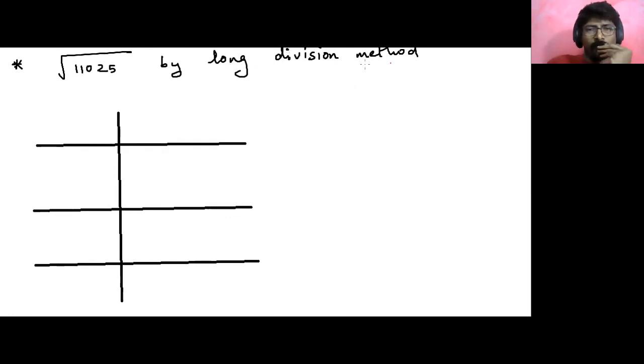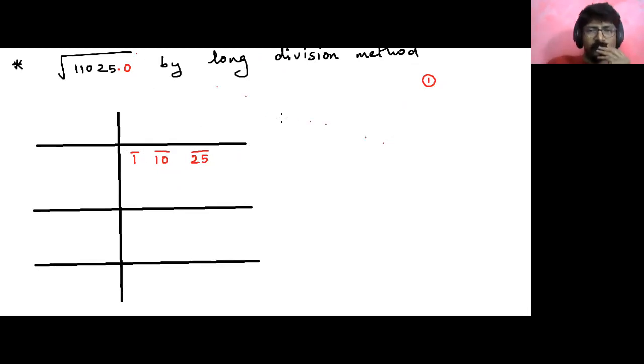Now what do you mean by the long division method? You'll understand shortly. There is one particular method by which you'll have to write it down this way. Look at this. You have a decimal sign, isn't it? From there, start making groups of two numbers. That's step number one. Make groups of two numbers from the decimal to the left and to the right.